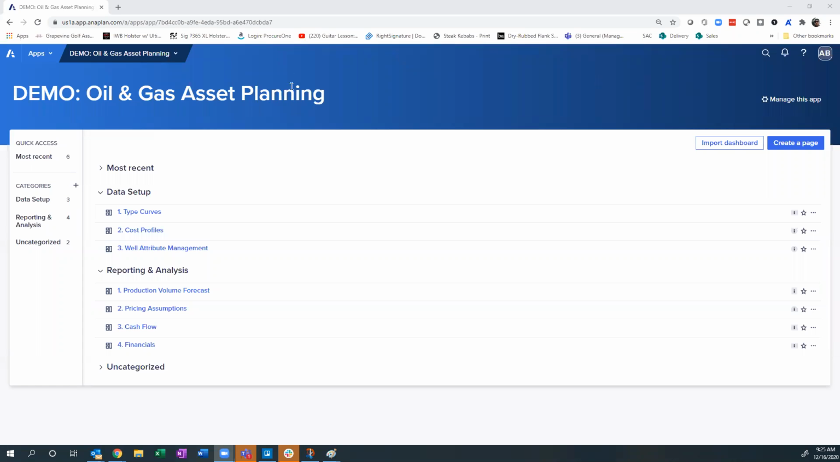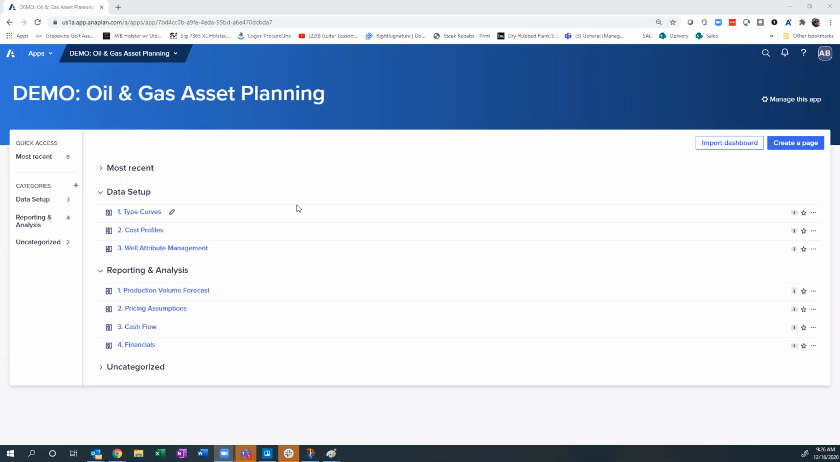Welcome to this overview of the Akili oil and gas asset planning solution. This asset planning solution is based on Akili's experience with oil and gas clients over many years working with them on planning solutions at the well level to provide them a profile of their entire asset from both an operational and an economic perspective.